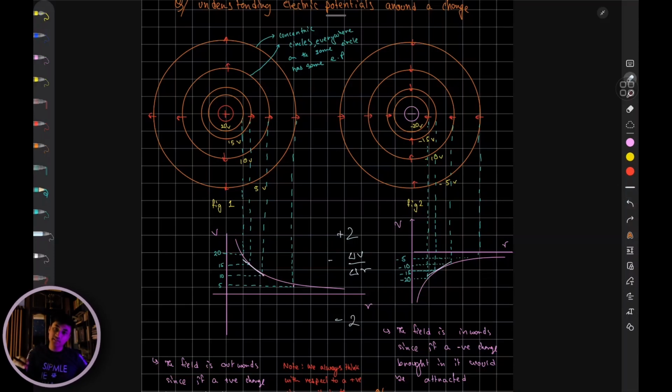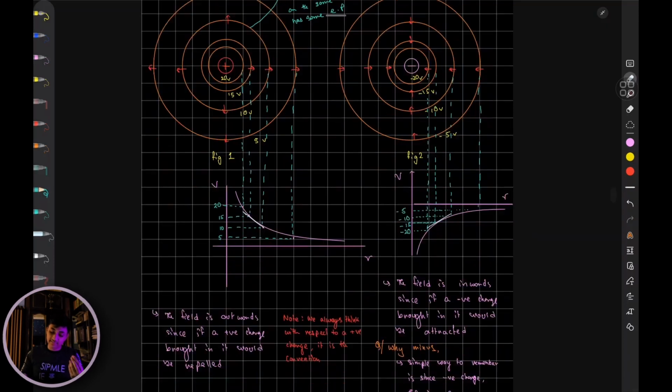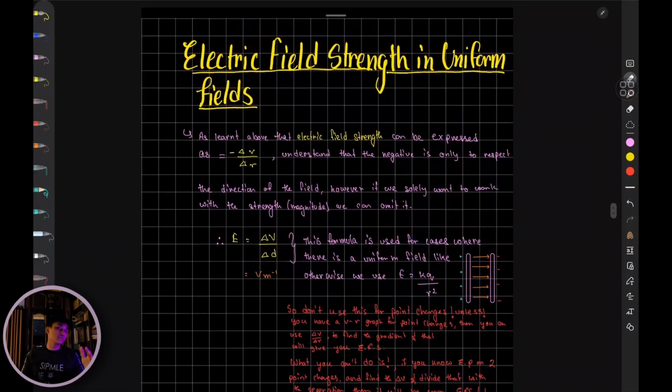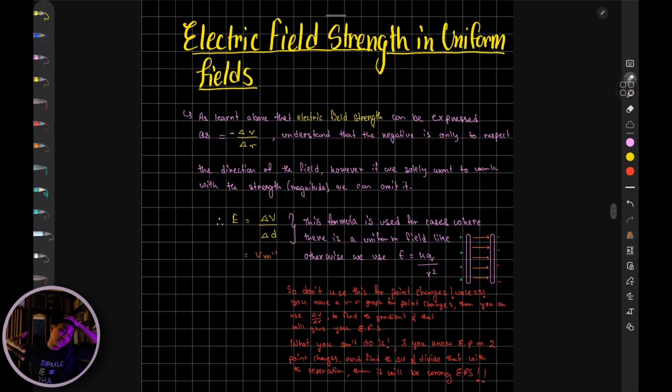If you bring a positive charge in its vicinity, it's going to attract, which is why that means it is a negative charge. So your negative sign in front of del V by del R is just going to help you understand whether or not it's a positive charge or negative charge. That's it, nothing else. Now, in this case, we can use this formula del V by del R directly. We don't need to find the gradient of any sort. Why did we need to find the gradient in the previous case?